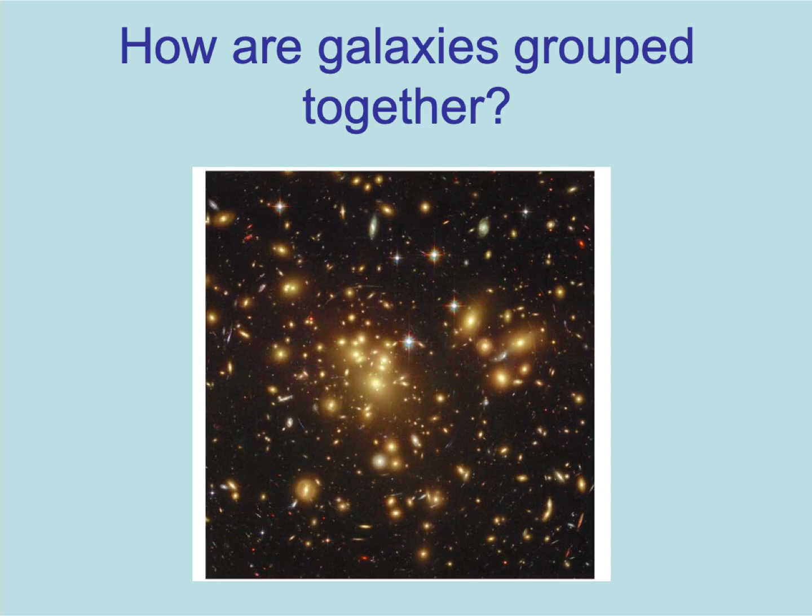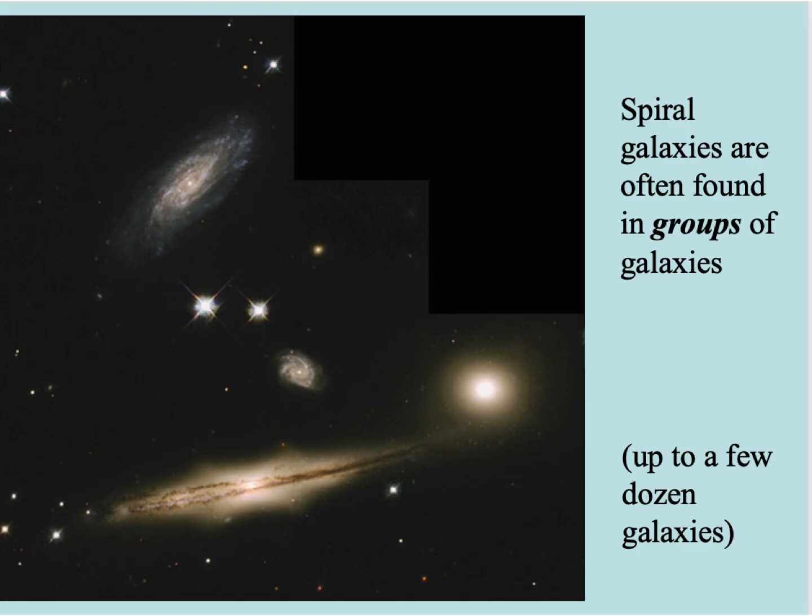So far, we've looked at lots of images of individual galaxies, but galaxies don't usually live alone. They're almost always appearing in larger structures consisting of multiple galaxies. We use two different terms, group and cluster, to describe how many and what type the dominant galaxies in the set have. Spiral galaxies are often found in small groups of galaxies, up to a few dozen galaxies in each group. Here you see 3 large spirals with several small galaxies around.